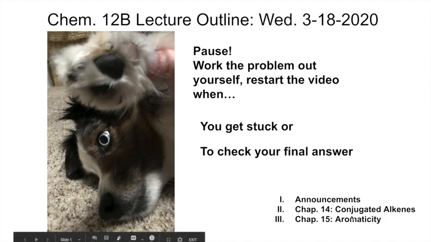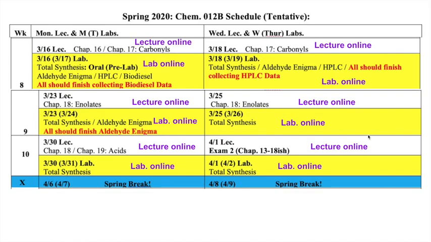So today we'll finish up chapter 14, conjugated alkenes. Then we'll start chapter 15, aromaticity. Everything's online as you saw, and I'll start telling you about the total synthesis. I've been busy learning how to get these videos made and everything, but we'll get going on those.